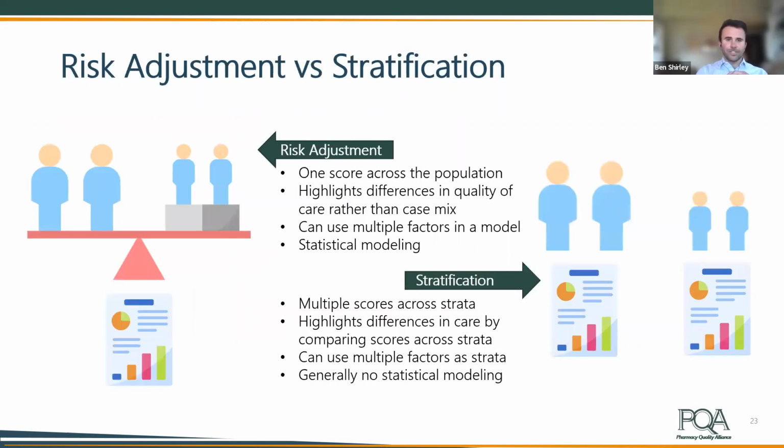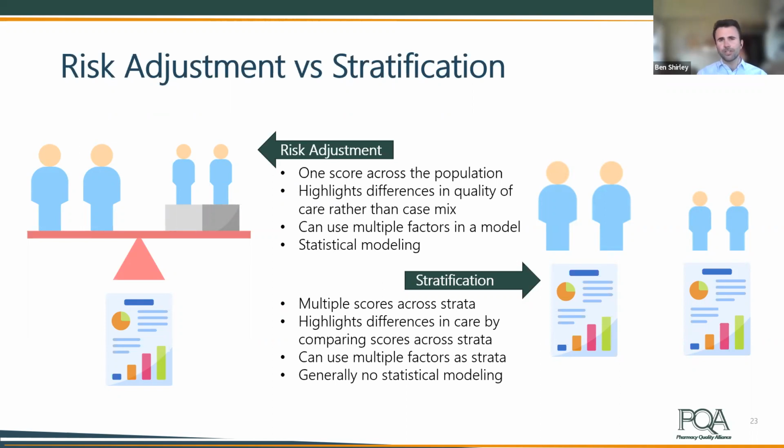It's definitely important to clarify some of the differences between risk adjustment and stratification. So risk adjustment still provides one overall score for the entity. The stratification is going to provide multiple scores, one for each subpopulation. Risk adjustment, again, really highlights differences in quality of care by controlling for case mix, while stratification highlights differences by comparing across that case mix. So there's a difference there.